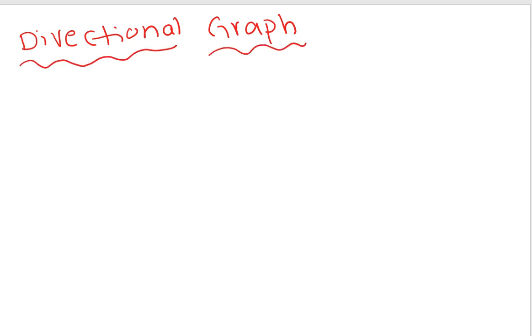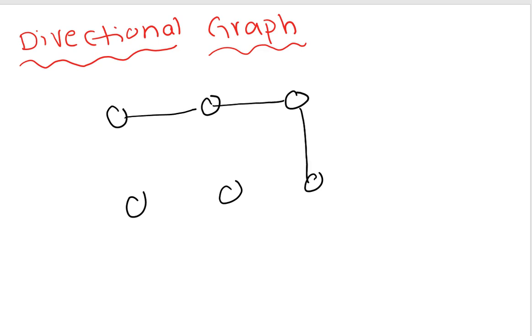Next, let me introduce two things. Directional graph. What is a directional graph? Assume that here we have some nodes. These nodes consist of some links called edges. Here each and every edge has a path. This is called a directional path.